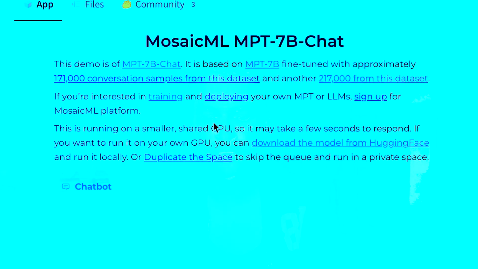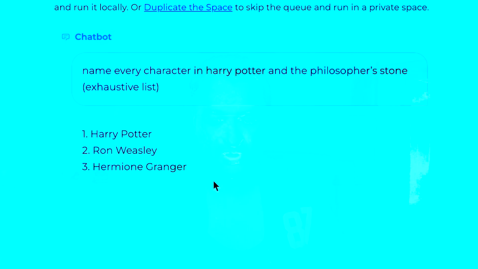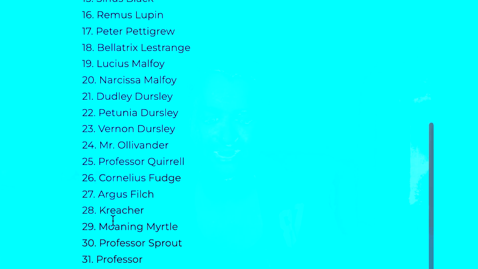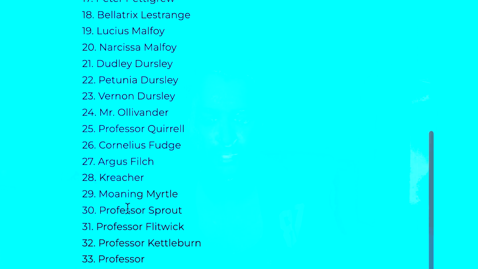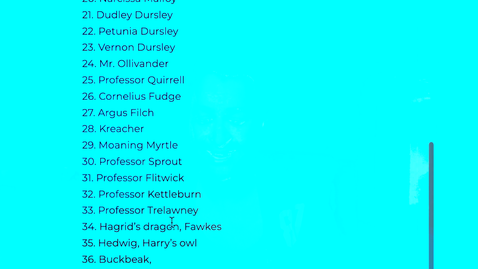Now, if I go into something like MosaicML MPT-7B Chat. Now that is a commercial model, but that's not trained on any commercial text. So the only thing they can be learning from is stuff on the internet. So let's ask the same question and see how it comes back. So again, Harry Potter, Ron Weasley, Albus Dumbledore, Severus Snape, Rubeus, blah, blah, blah. And then you start to see things like Creature. We know Creature comes from later on in the books, Professor Kettleburn, Hagrid's dragon, Fox.